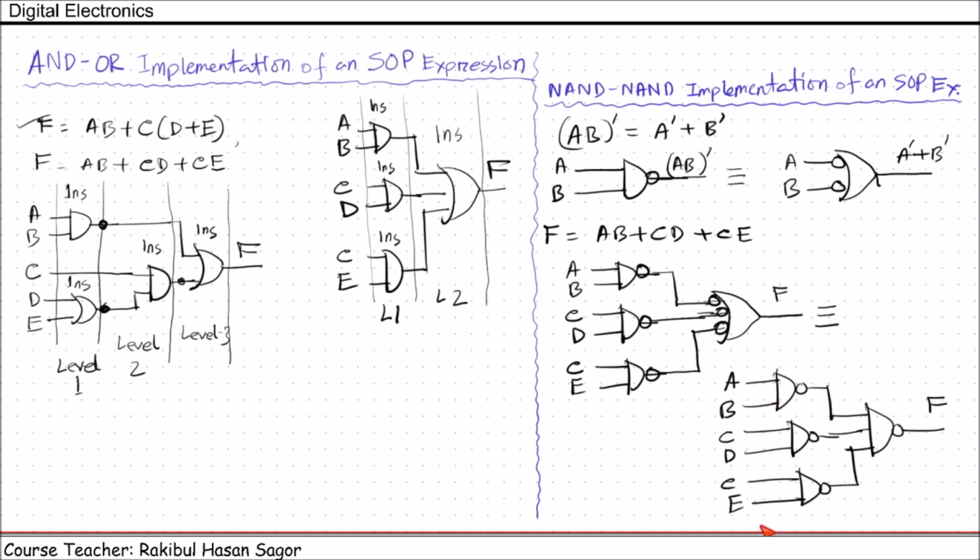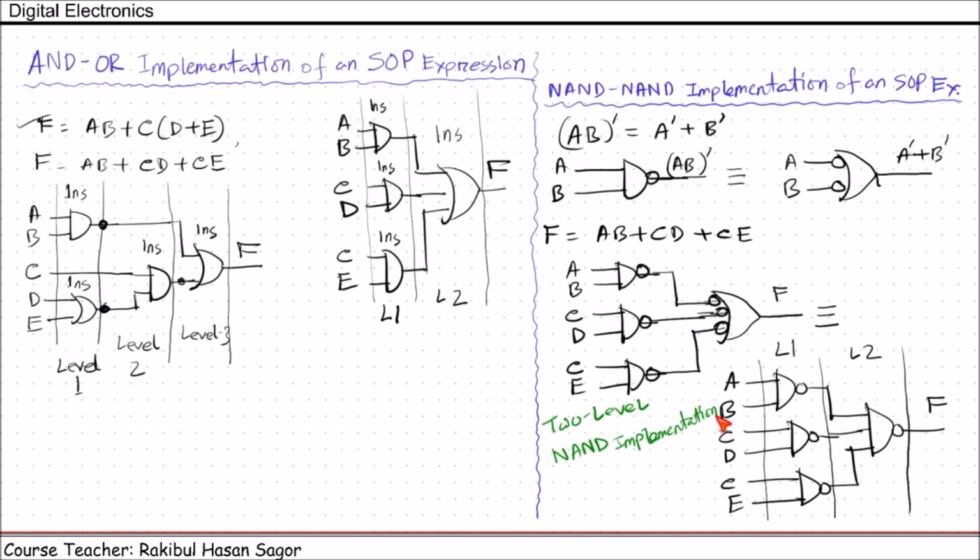So this is two-level NAND gate implementation of a SOP expression. This is level 1 and this is level 2. Level 1, level 2. This representation is also sometimes named two-level NAND implementation.